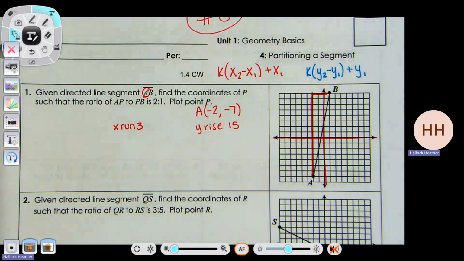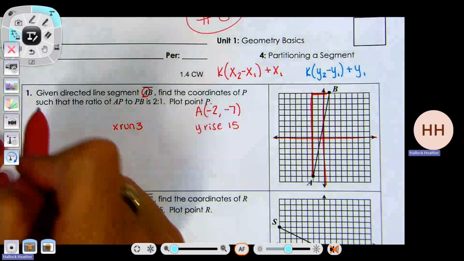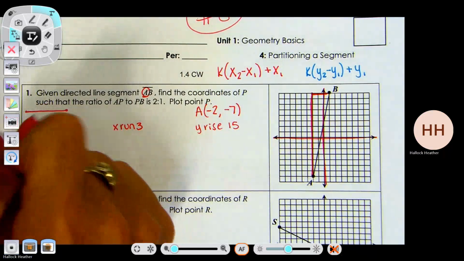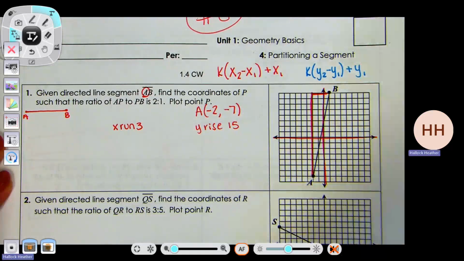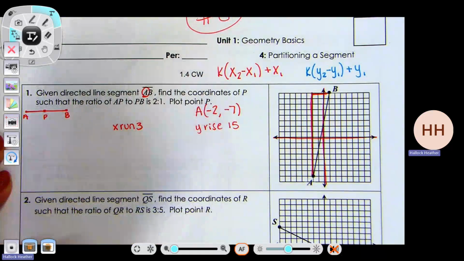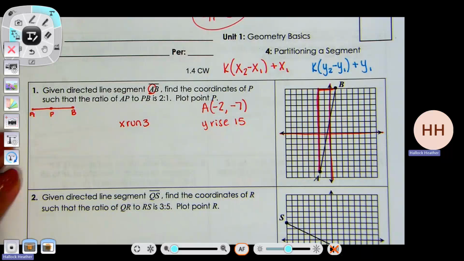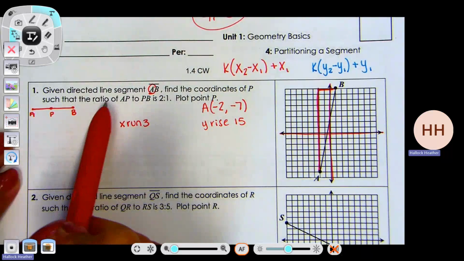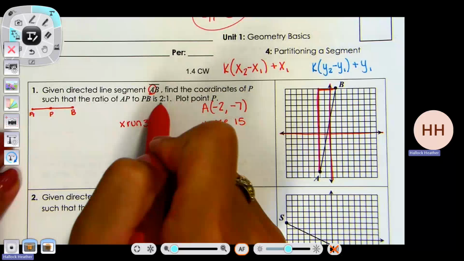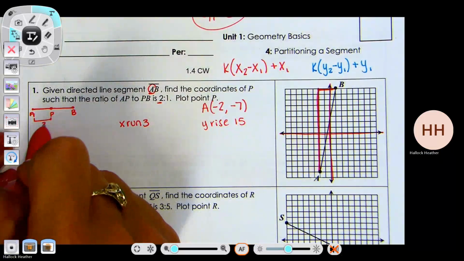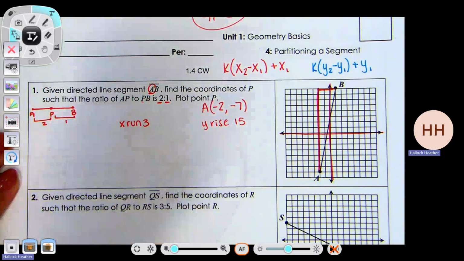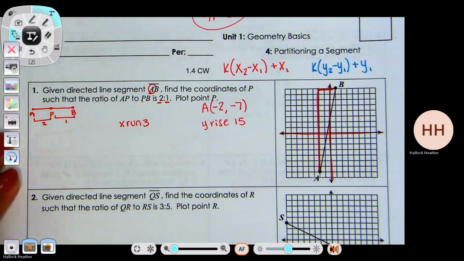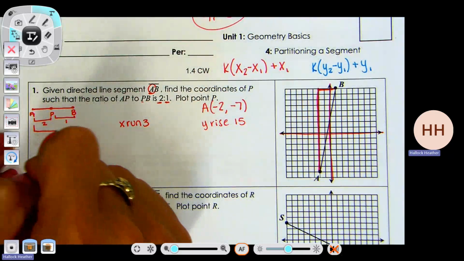So we need to figure out what our ratio is. Off to the side, I'm going to draw a little mini picture. I know I have A and B at the ends. P is somewhere in here, and I'm making this really small because it's just a picture to help me figure out the ratio. It says my ratio from A to P is 2, and P to B is 1. So I'm not using 2/1 as my fraction. It is 2/3 because the whole thing represents 3.